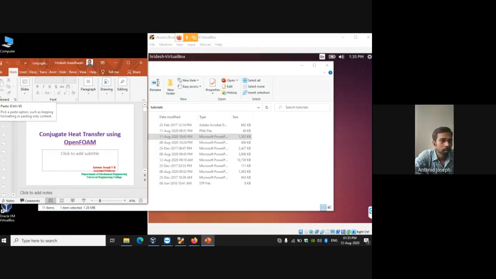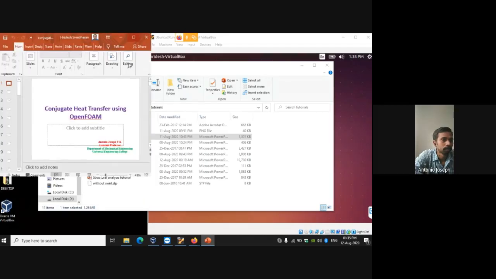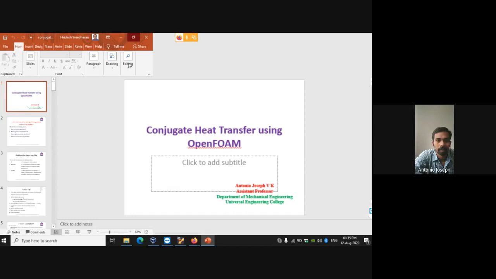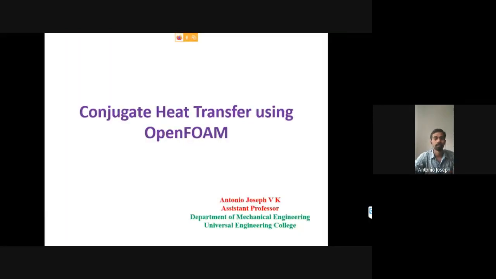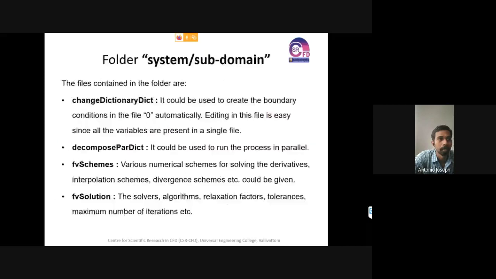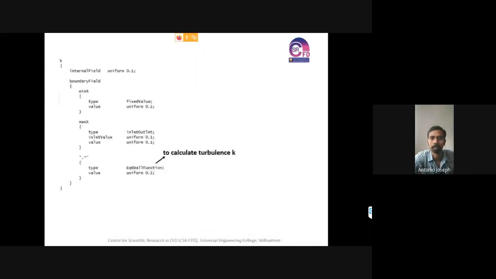So coming on to this one, we are doing a conjugate heat transfer. So we have two different domains. In our particular case, I will show that end result, so you will be getting an idea about the geometry that we are going to create.